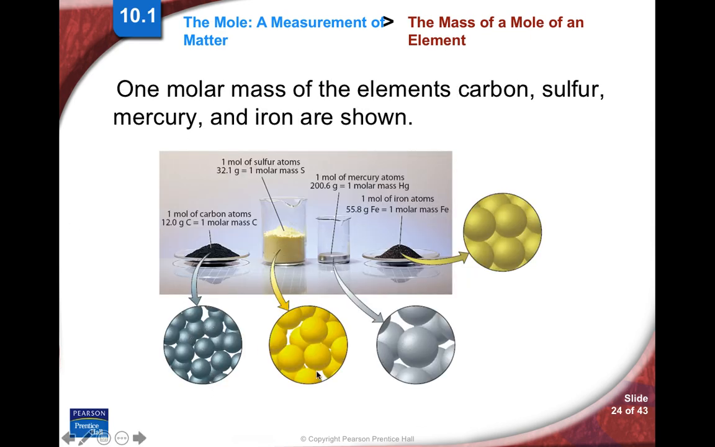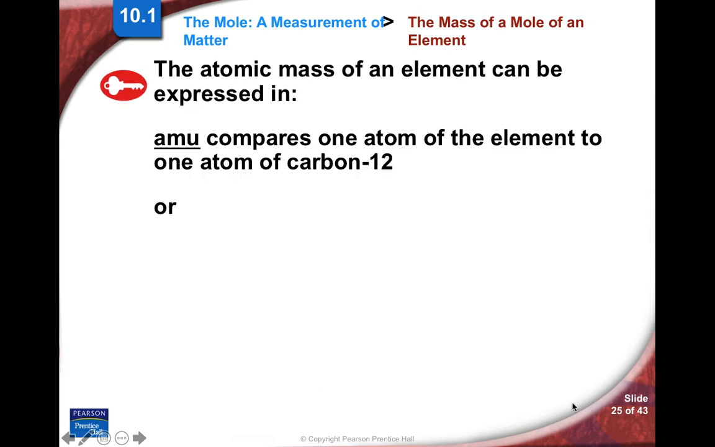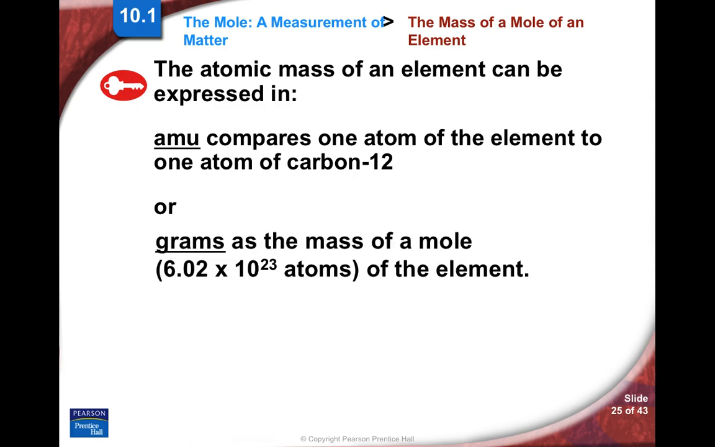Every substance has a different atomic and then, for compounds, molecular mass. One mole of carbon-12 is exactly 12 grams. A mole of sulfur atoms, 32.1. A mole of mercury is 200.6. A mole of iron, 55.8. You might remember the beakers I had out during mole day. Again, everybody's comparing to carbon-12.